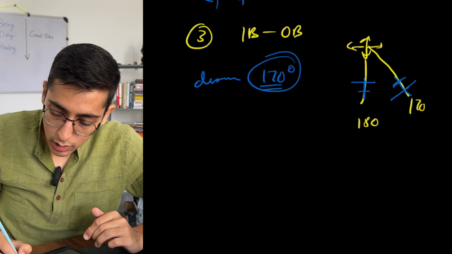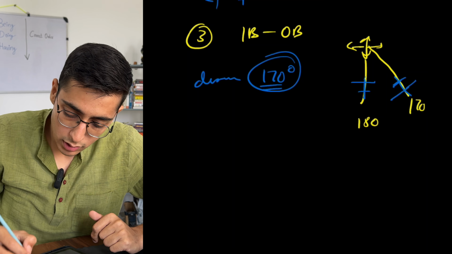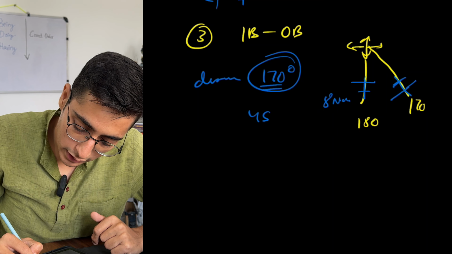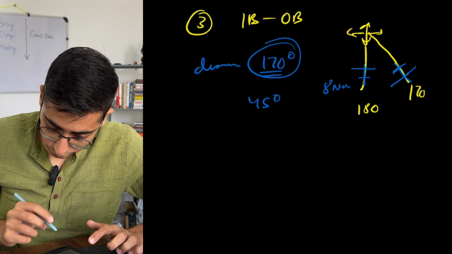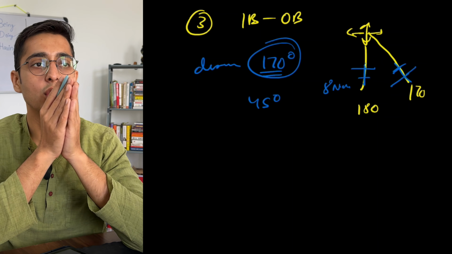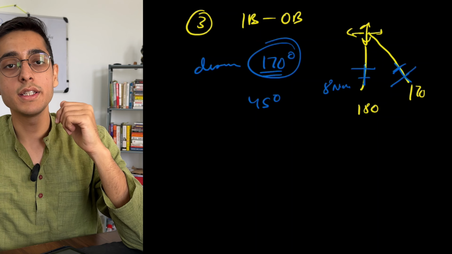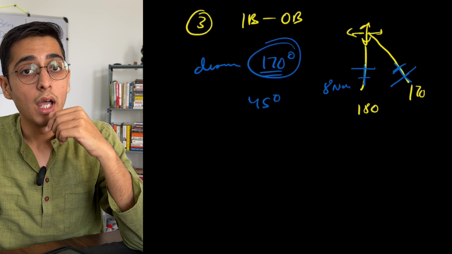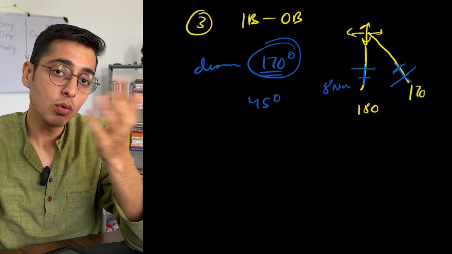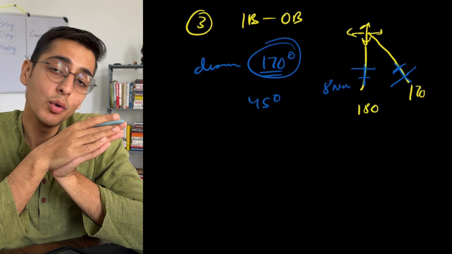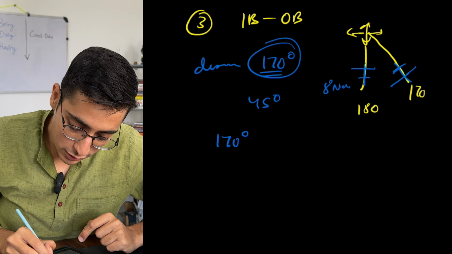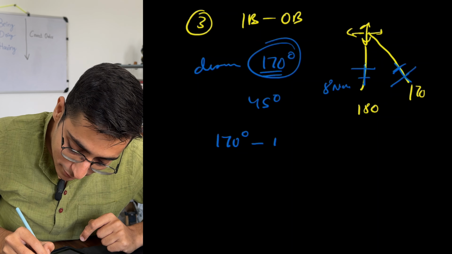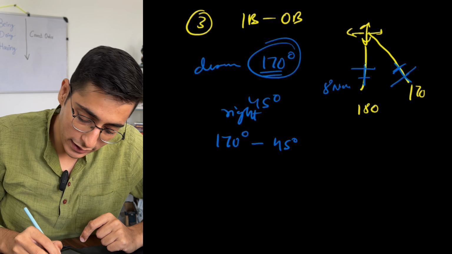Now I know that 170 is my desired course. Let's just say I'm 8 nautical miles out. So I know I'm 8 miles, I need to apply a 45-degree correction. In this case, because I know I am on radial 180 and I want to go 170, I need to turn to my right. And because I'm going inbound to outbound, in my case I am going right, I will be subtracting. This is where the catch comes in. So my desired course is 170 degrees. I will be subtracting 45 degrees because I'm turning right.